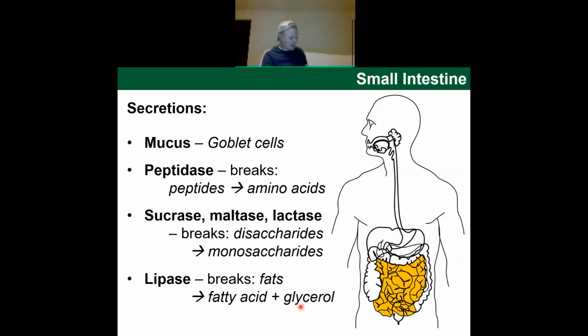And some of the secretions from the small intestines, we've got mucus from the goblet cells, peptidase that broke down the peptides into amino acids, sucrase, maltase, lactase, we've heard about those before. They break disaccharides into simple monosaccharides. And lipase, we already talked about, that broke the fats into fatty acids and glycerol.